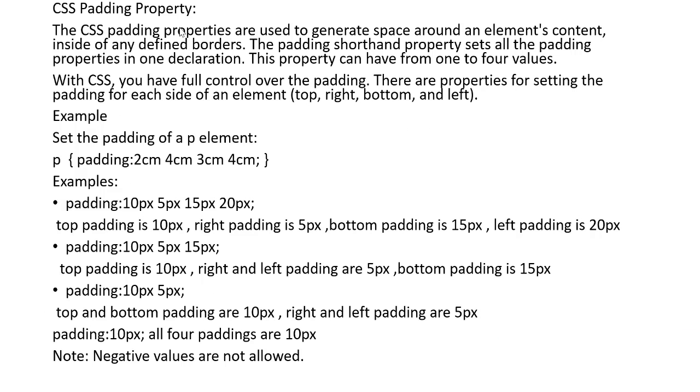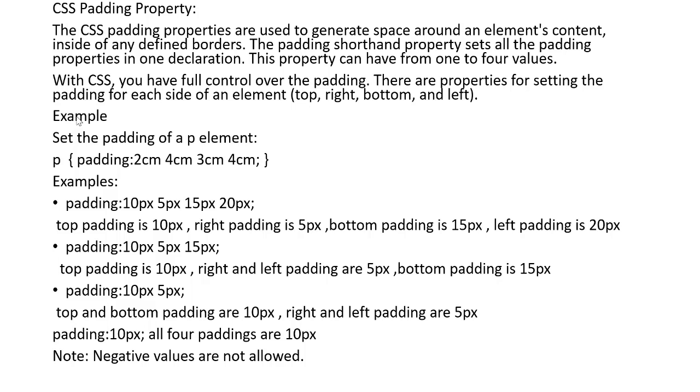CSS padding property. The CSS padding properties are used to generate space around an element's content, inside of any defined border. The padding shorthand property sets all the padding properties in one declaration. This property can have from 1 to 4 values. With CSS you have full control over the padding. These are the properties for setting the padding for each side of an element: top, right, bottom and left.